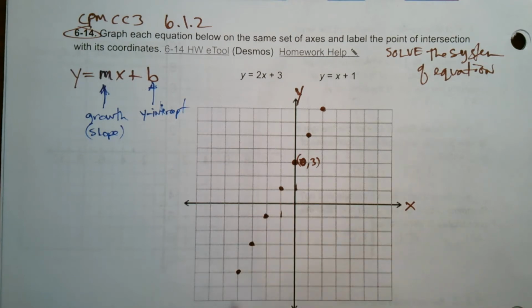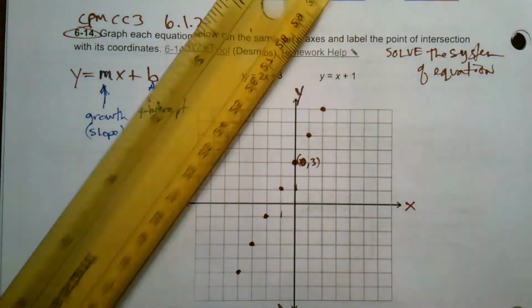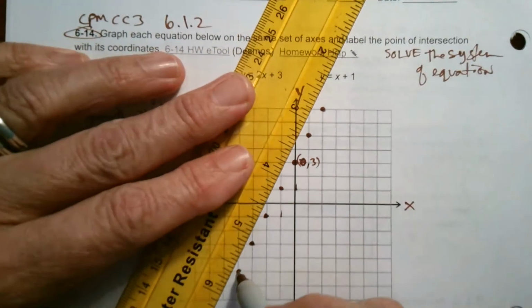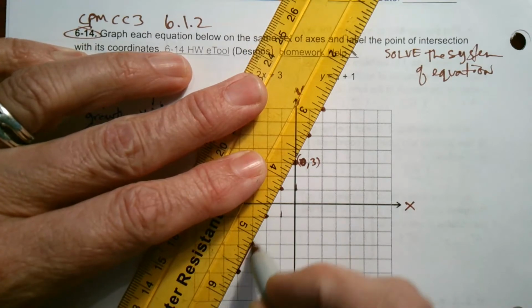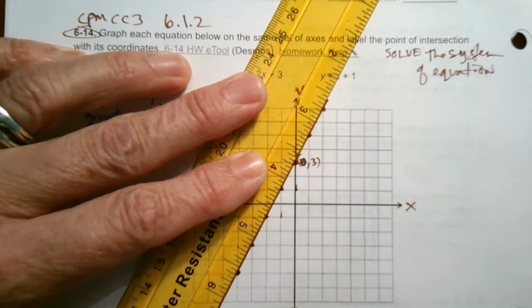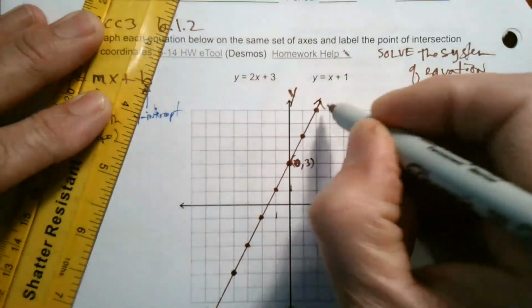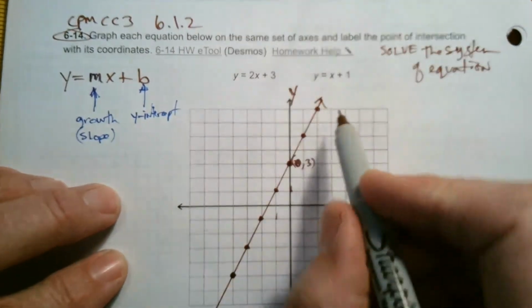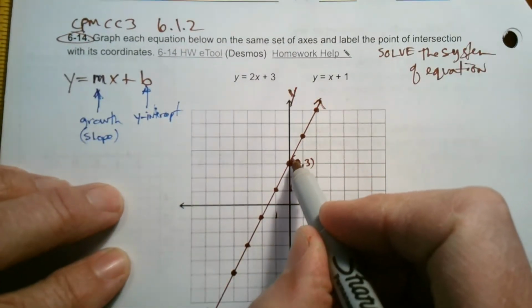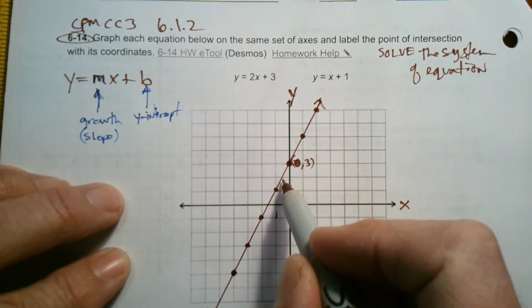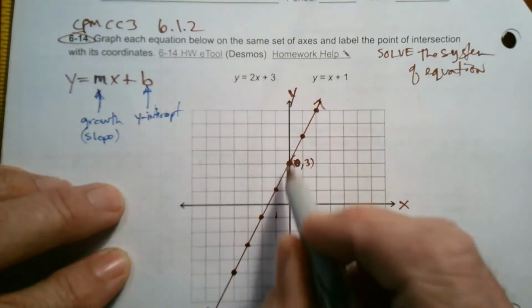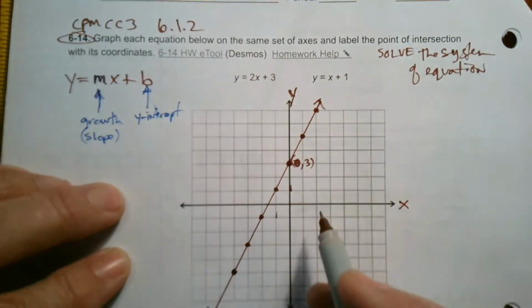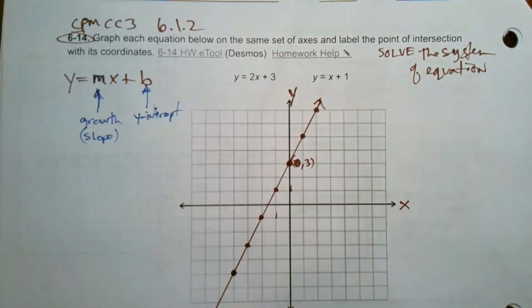So when I'm done, my line here, that solid line, represents all the solutions to that equation. Every single little dot represents an ordered pair, an x, y, that would work in this equation. Okay, so there's that first one. So then the second one.